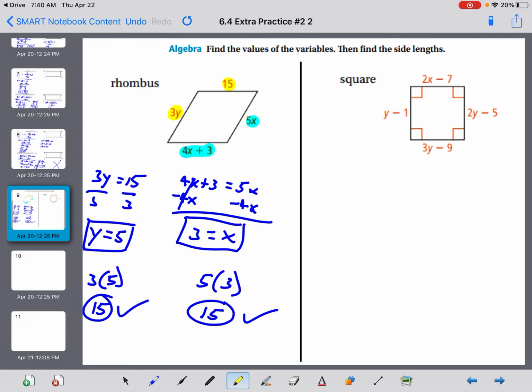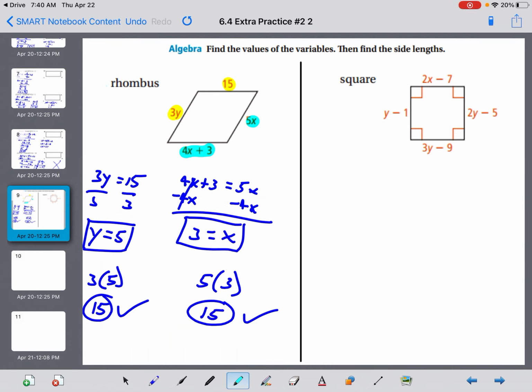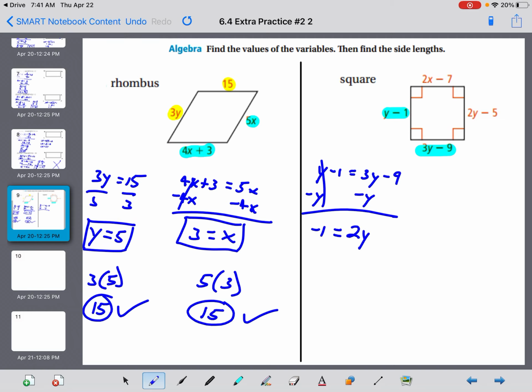Okay. Here's your square. Again, we know that all the sides are congruent, so let's use the y equations together. And we'll work from there. So we have y minus 1 equals 3y minus 9. Subtract y on both sides. We get negative 1 equals 2y minus 9.